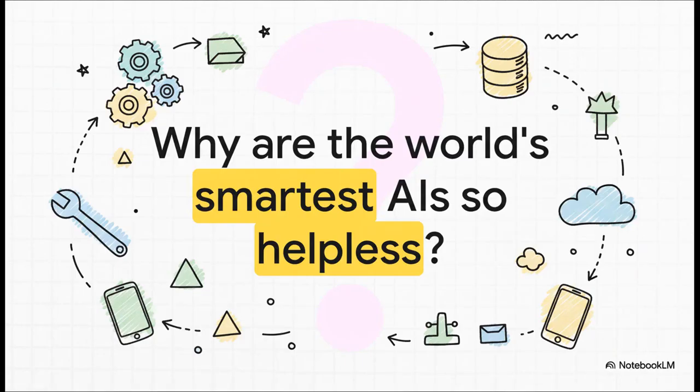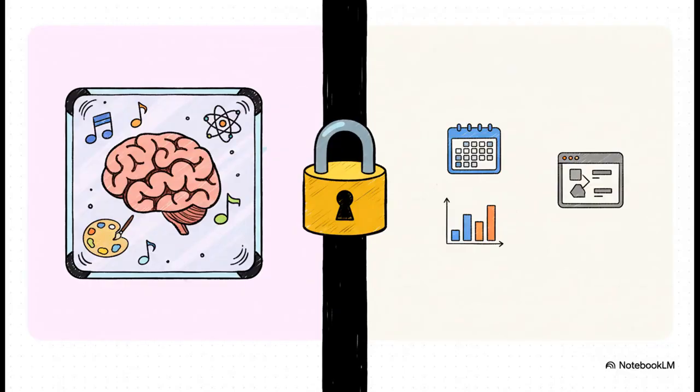But first, you gotta ask this question. It's this weird paradox, isn't it? We've got these AIs that are so powerful they can write a symphony or explain quantum mechanics, but then you ask one to do something simple, something practical, and it just can't. It hits a brick wall. And that is the core problem we're gonna unpack today.